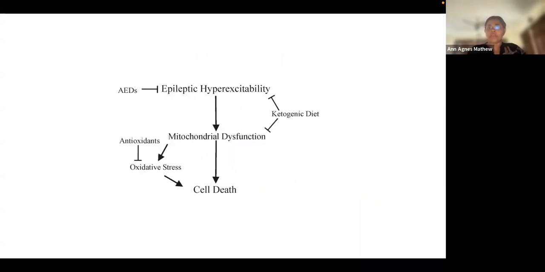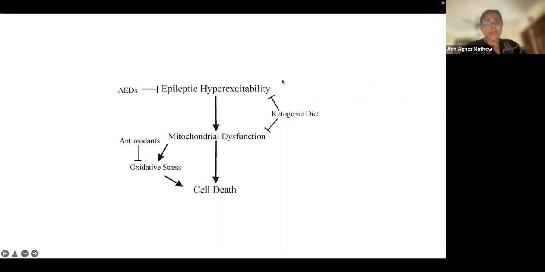So anti-epileptics work only through reducing neuronal hyperexcitability. And increased neuronal dysfunction is not good for mitochondria. We also know that a lot of firing of neurons causes inflammation as well, and there is oxidative stress, mitochondrial distress, and cell death. So AEDs work only on epileptic hyperexcitability.